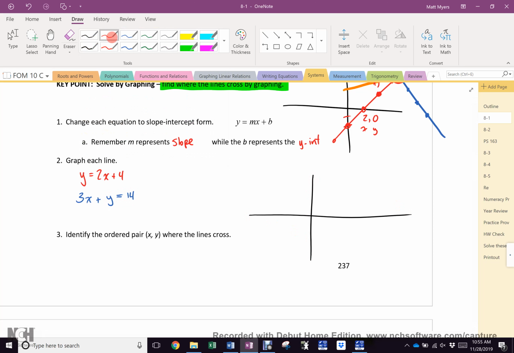Graph it. How do I graph that? Find the y-intercept, which is what? 4. 1, 2, 3, 4. And then what? Slope, which is? What's the slope? Pardon? 2 over 1. So up 2, 1, 2, over 1. Agreed? Everyone cool? So, and I could go down 2 and left 1. Yeah? Okay, what do I do with the blue one?